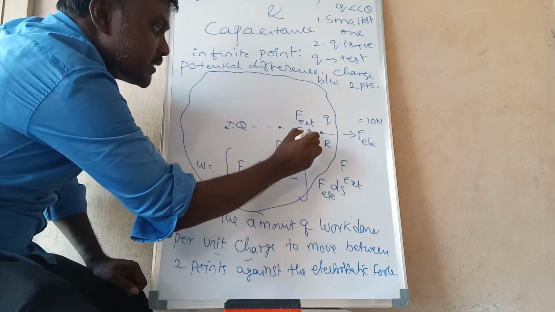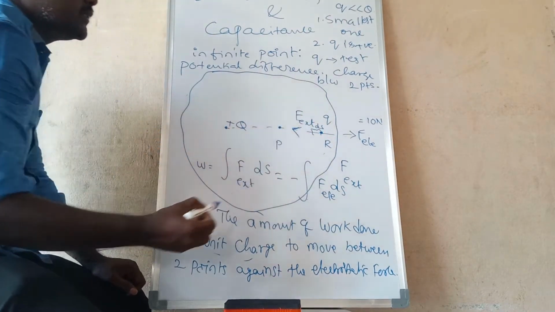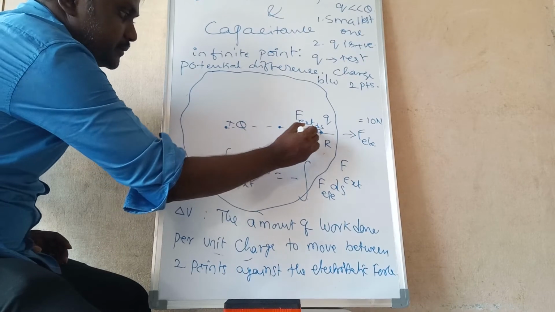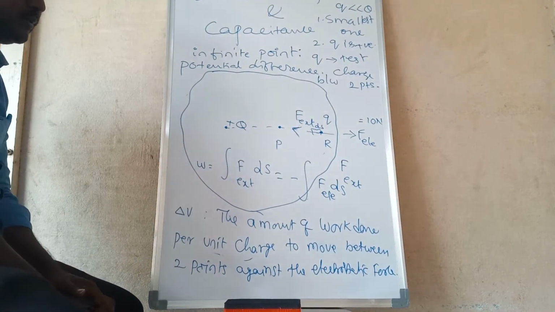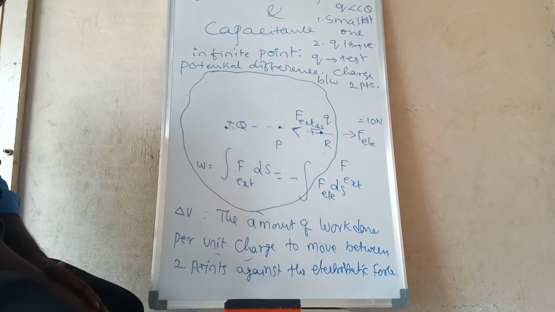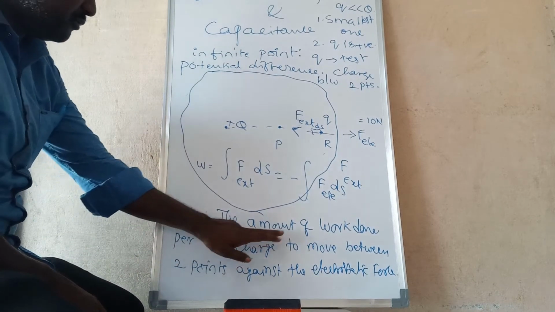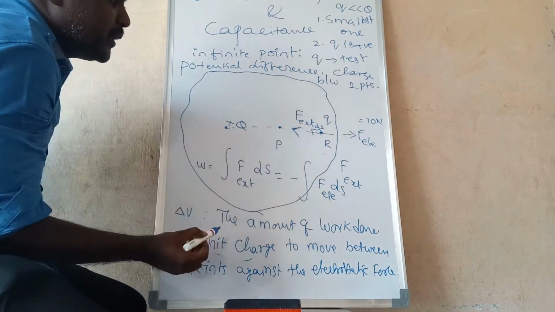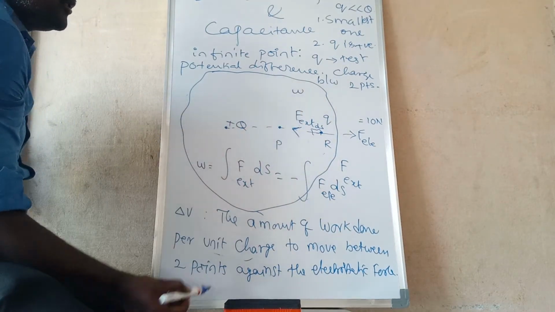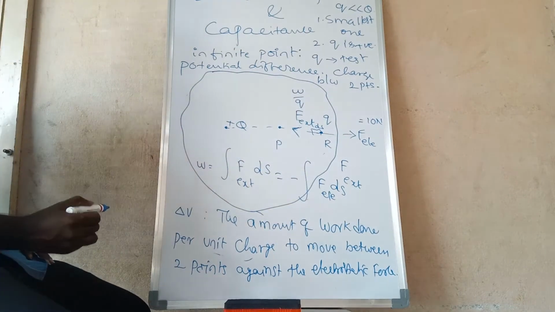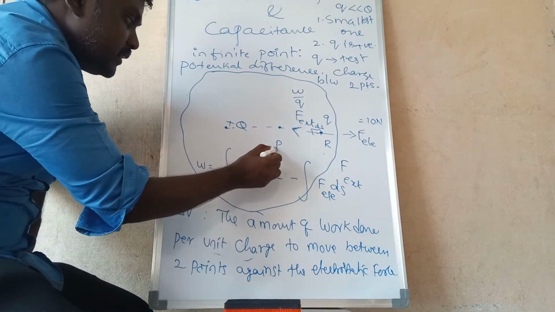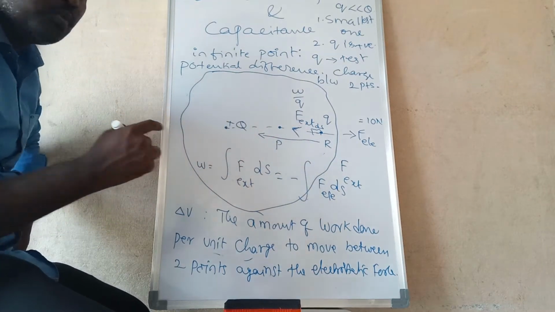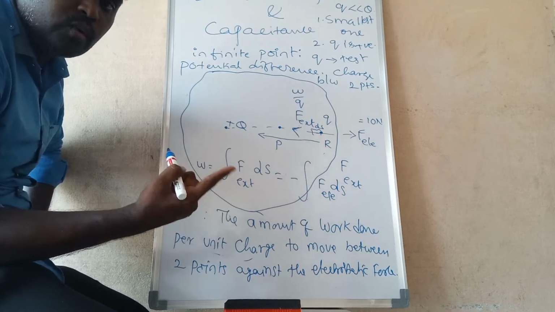What do we mean by ds here? ds is the small elemental length. This is the formula for work done. And what I am saying is, this is the amount of work done per unit charge. To move this charge from R to P, we need to do work. That amount of work done is W, let us say 10 joules, W by Q. And if P is more distance from R, we need to do more work.